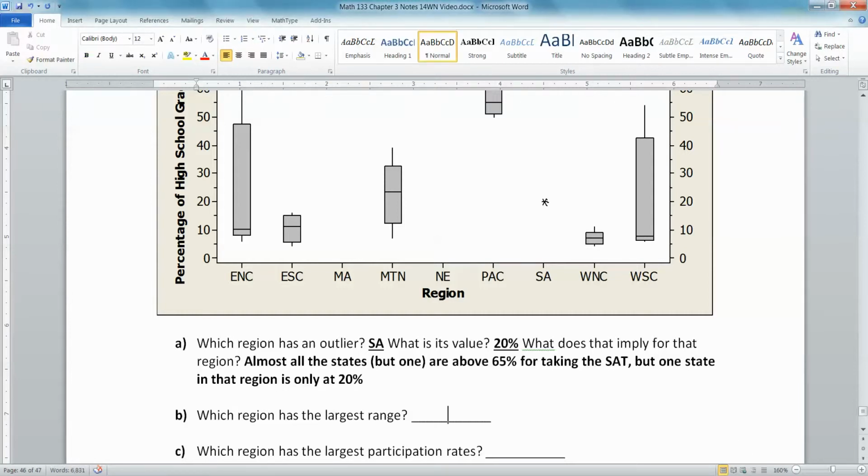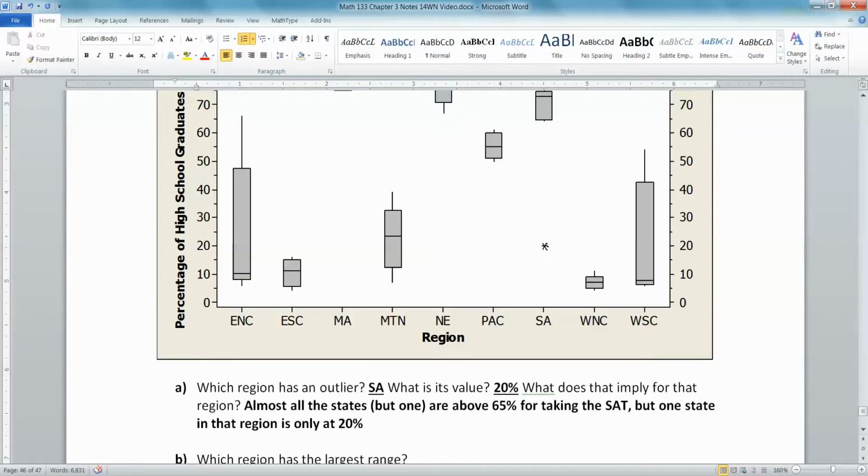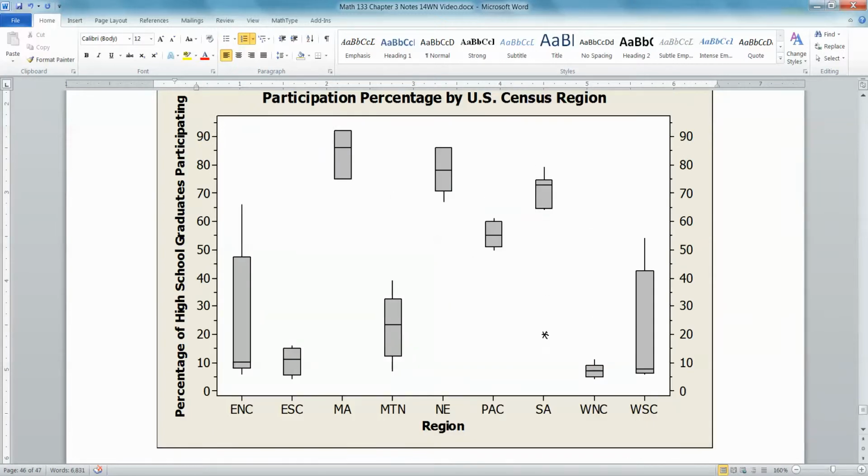Okay, now which region has the largest range? Well, okay, we can knock some of these off right off the bat. ESC is out. That's really short. MA is out. That's short. Mountain is out. That's short. I mean, this ENC one's pretty long, so I bet he's in the running. ENC is larger than WSC, so that's out. So right now, ENC is the winner.